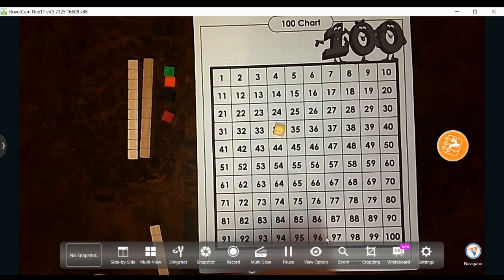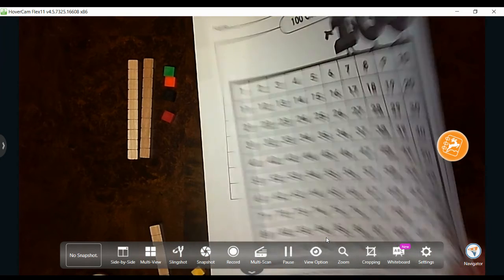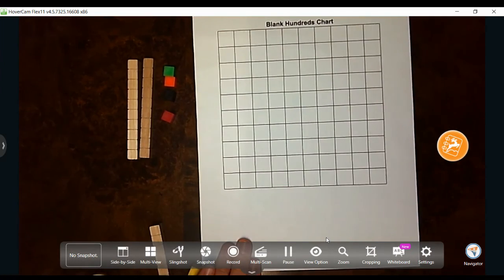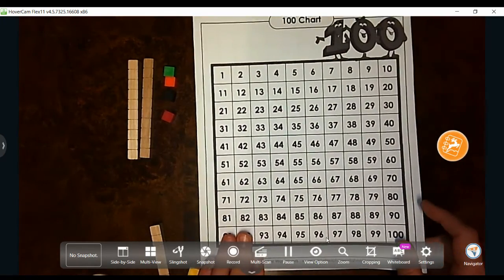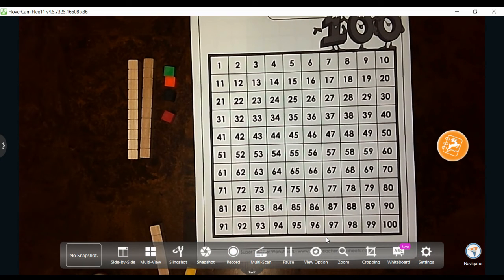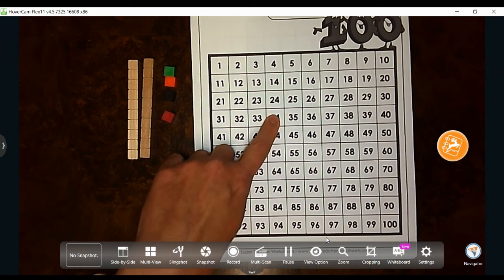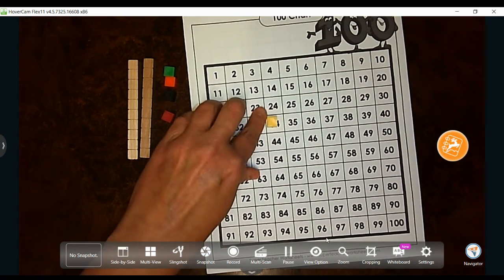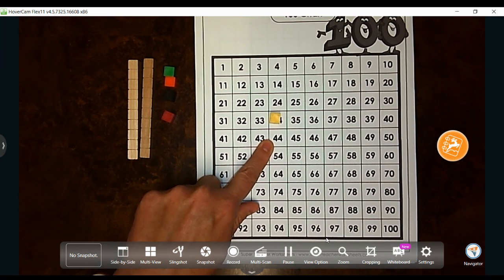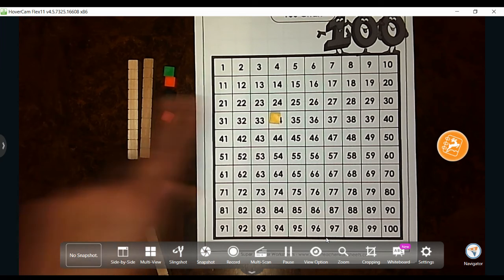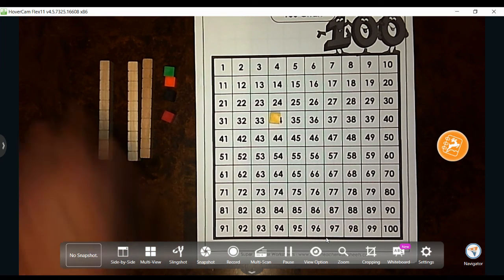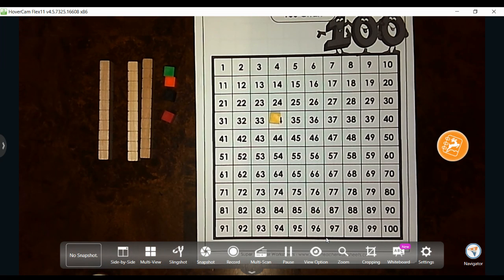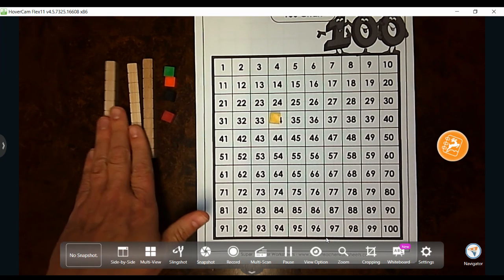If you are working on larger numbers, you can go to a blank hundreds chart. You can draw those numbers in to make that number as large as you need to. When you're using this hundreds chart for 10 more, 10 less, don't let them just say, well, it's above it, so it's less, or it's below it, so it's more. Let them explain to you why. And it's easier to do if you have base 10 blocks in front of you, or are able to draw lines or circles for ones, lines for the 10s.